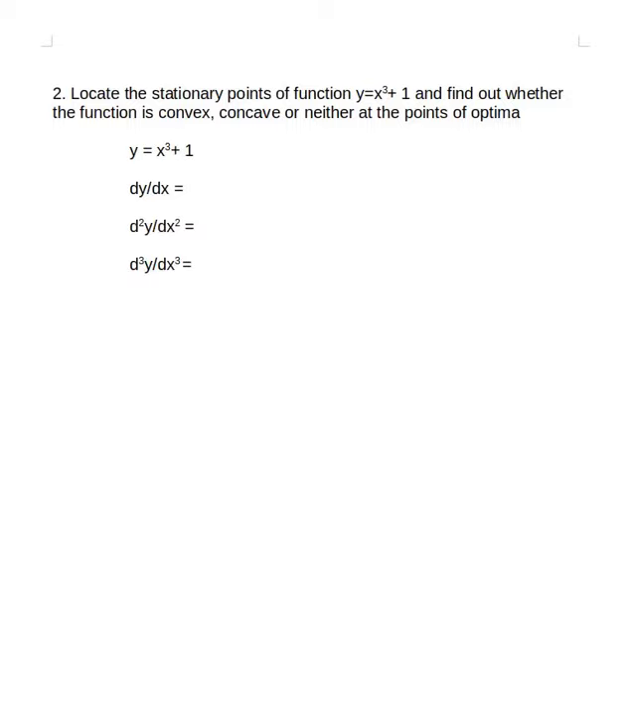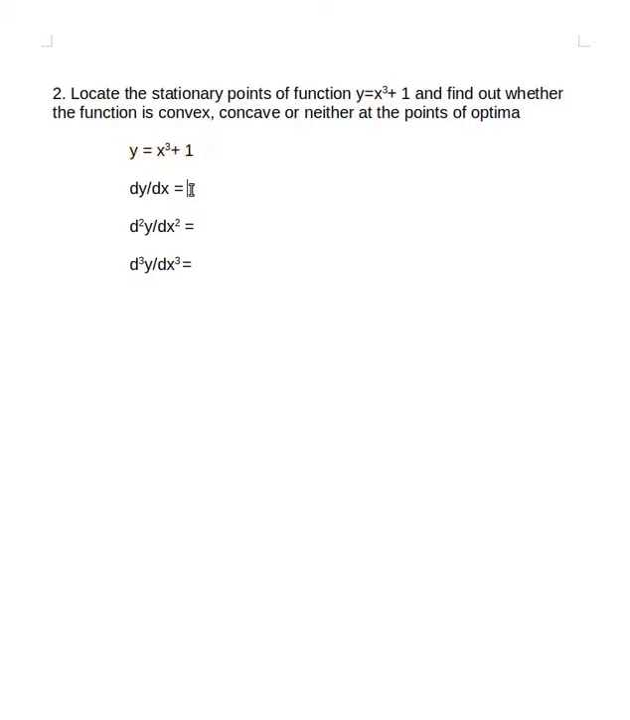So consider the second question. Locate the stationary points of the function y is equal to x cube plus 1 and find out whether the function is convex, concave or neither at the points of optima. So the steps are the same as we explained in the previous question. So first we can write this equation y is equal to x cube plus 3.